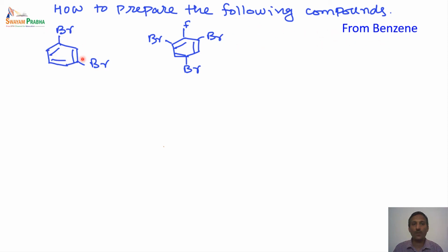We have a dibromo derivative and we have a tribromofluoro derivative. As shown here, we need to find out how these two compounds can be prepared from benzene. So we can start from benzene. Treatment of benzene with acetyl chloride and AlCl3, that is the typical Friedel-Crafts reaction, Friedel-Crafts acylation reaction.